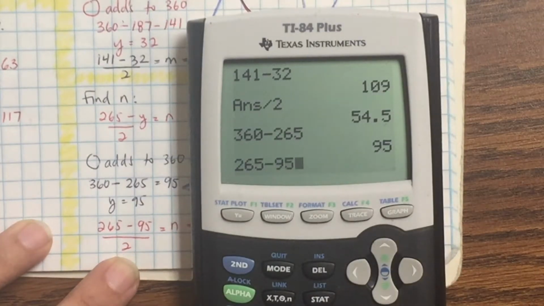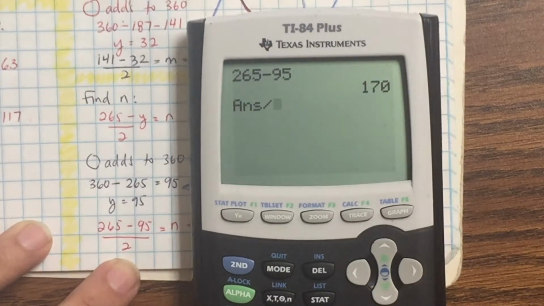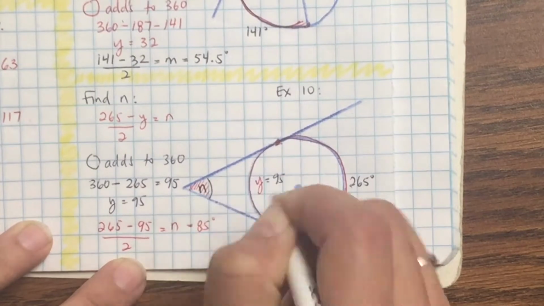The listening check: color in N equals 85. So N is equal to 85.